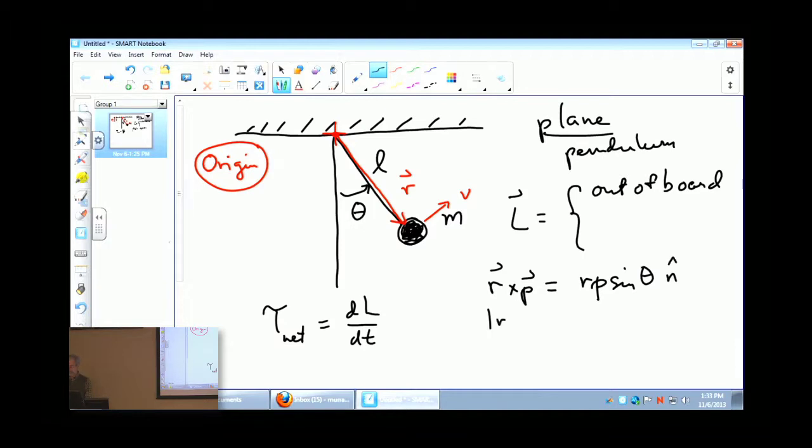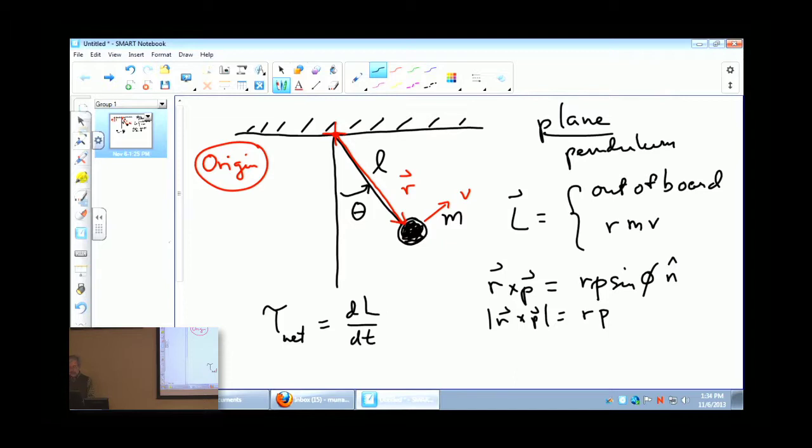So the magnitude of R cross P is RP sine of an angle, and it's a different angle here. What is this angle that's present in that expression? It's the angle formed by R and P, right? Not theta, not the angle the pendulum makes with the vertical. The angle that's in the cross product is the angle between R and P, and what's that angle? Right, sine of pi over 2 is 1, so it's just RP. Magnitude is just R times P, and P is mv, so it's just mRV.